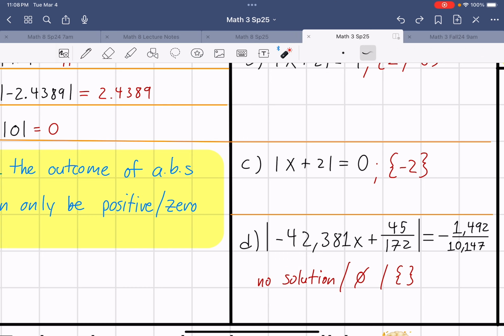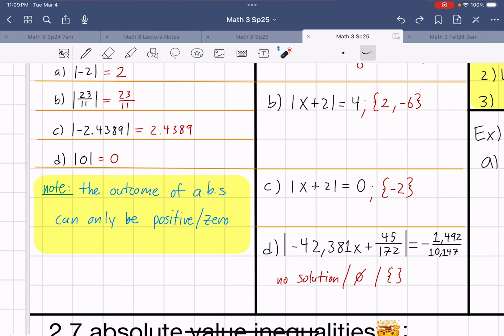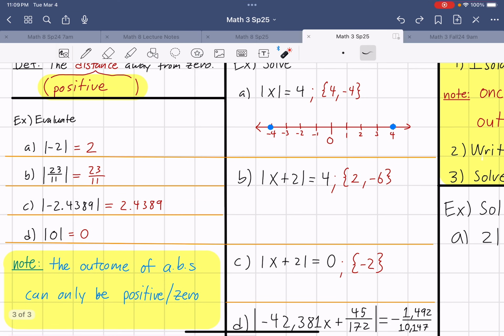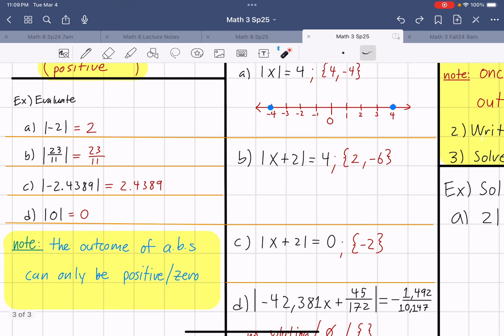And no solution can be written different ways. You can do this slash to imply no solution. Or you can just do your solution set and leave it empty, implying there was no solution. Either one of these is perfectly fine with me. But again, these 4 examples are just to get you to understand what's happening when we're solving these and what to be careful for when you're doing them.